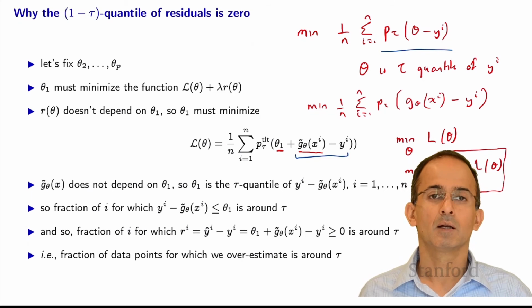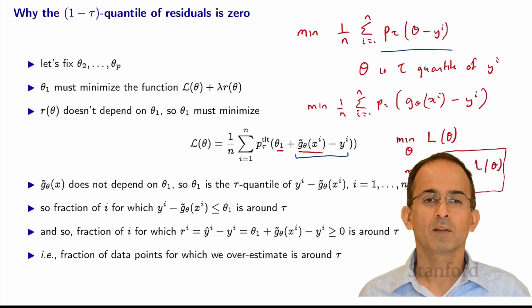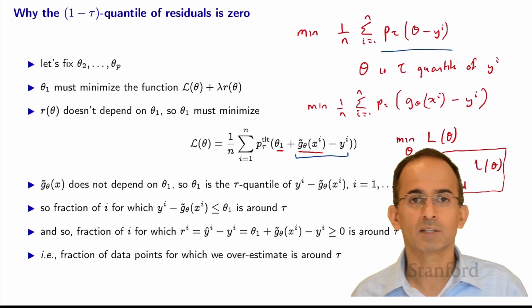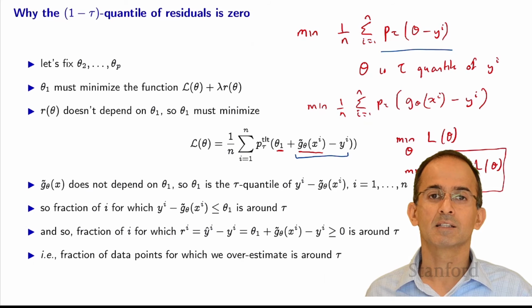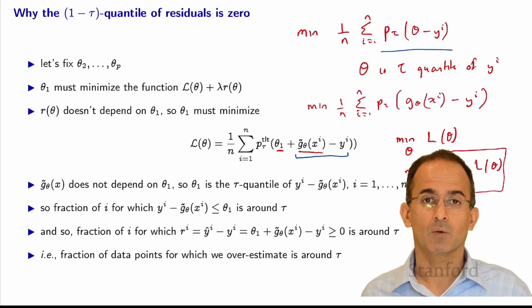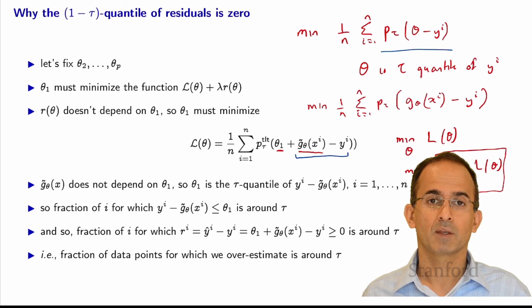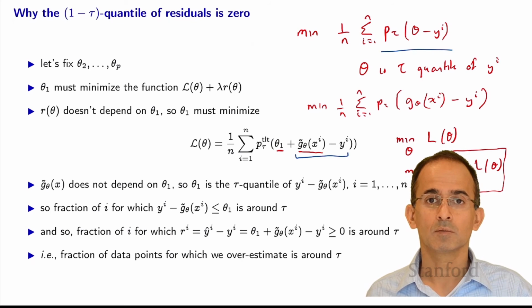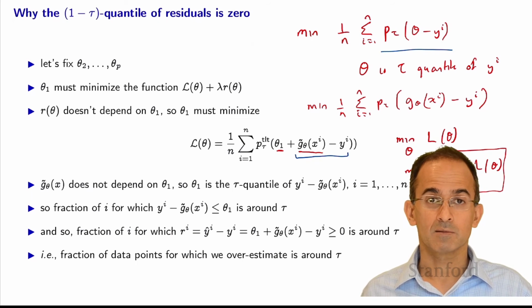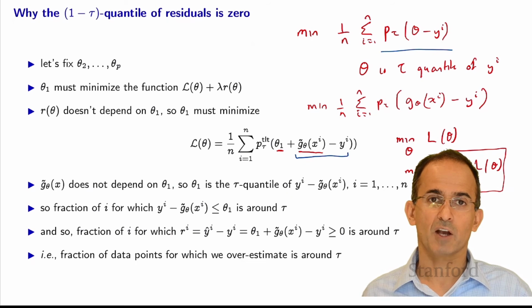We can say that another way. The fraction of the data points for which yi minus g theta tilde xi is less than or equal to theta 1, is around tau. Subtracting theta 1 from both sides gives us the residual. And so the fraction of i for which the residual is greater than or equal to 0 is around tau. The fraction of data points for which we overestimate is around tau.